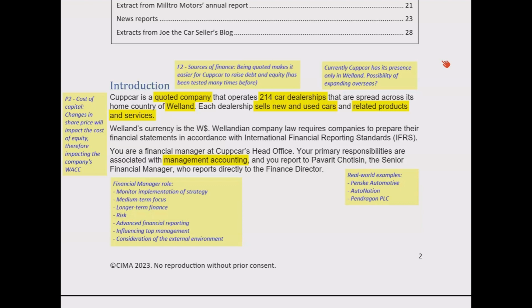Really important that you feel confident that you could work in Cuppcar and that you have enough understanding of the business and of the industry it's in to be confident when you're giving answers in the exam, that you're happy you're giving sensible answers. So that's the purpose of going through the pre-seen, and that's what we're going to start with right now.